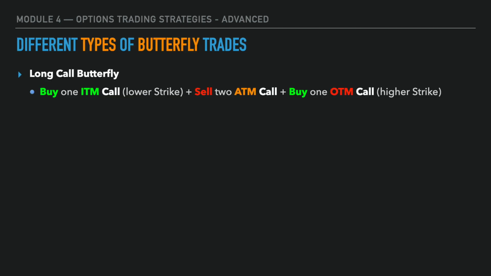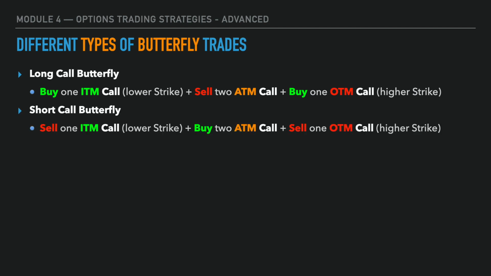First, we have the long call butterfly. Basically, it means you simultaneously buy one in-the-money call option with a lower strike price, sell 2 at-the-money call options, and buy one out-of-the-money call option with a higher strike price. Then we have the short call butterfly. You sell one in-the-money call option with a lower strike, buy 2 at-the-money call options, and sell one out-of-the-money call option with a higher strike. These 2 types of butterfly trade setups purely use call options.